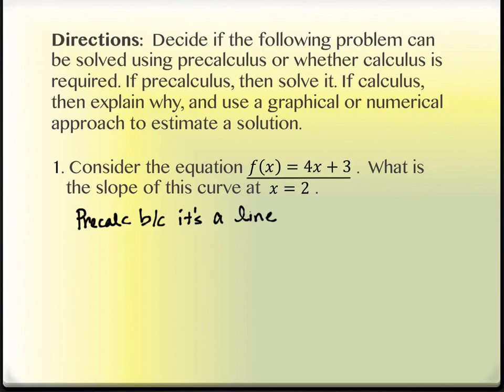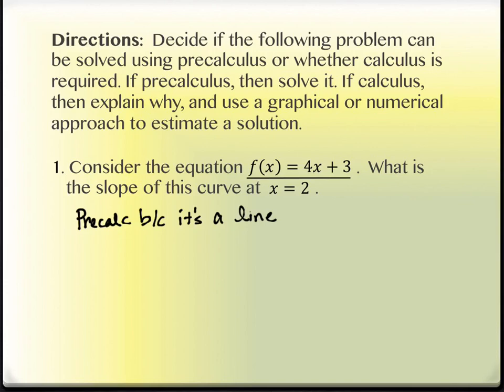That's not what the question's asking for. This question is asking us to find what? The slope. What's the slope of this line? 4. Does it matter that x is equal to 2? It actually doesn't end up mattering in this problem, right? Any x value that they would give us, we would have the same slope because it's a line.